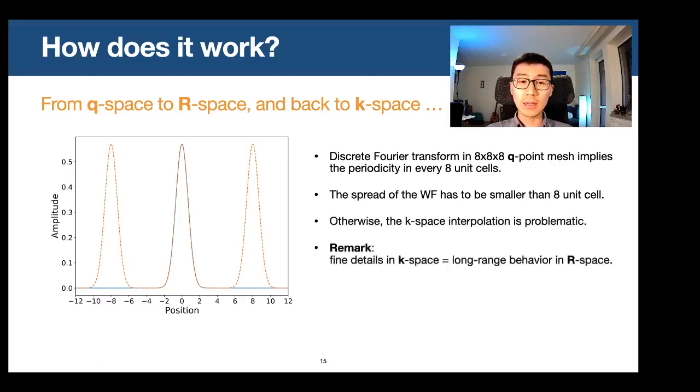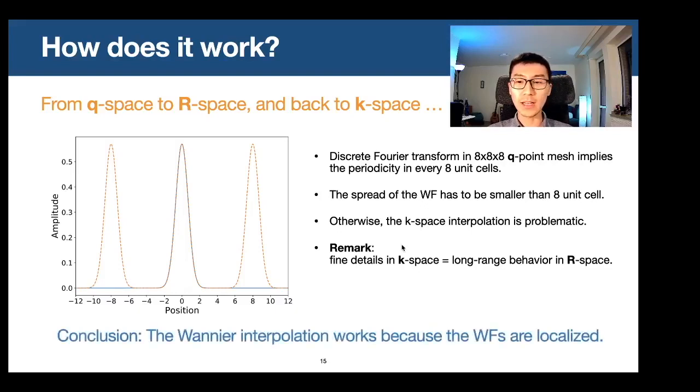Also, a very important remark here is that fine details in K space are correlated with long-range behavior in R space. But our basis set, which is a Wannier function, is very well localized, so there is no problem in describing the long-range behavior. Basically, that's why we can interpolate in K space very efficiently. So the conclusion is that Wannier interpolation works because Wannier functions are well localized.